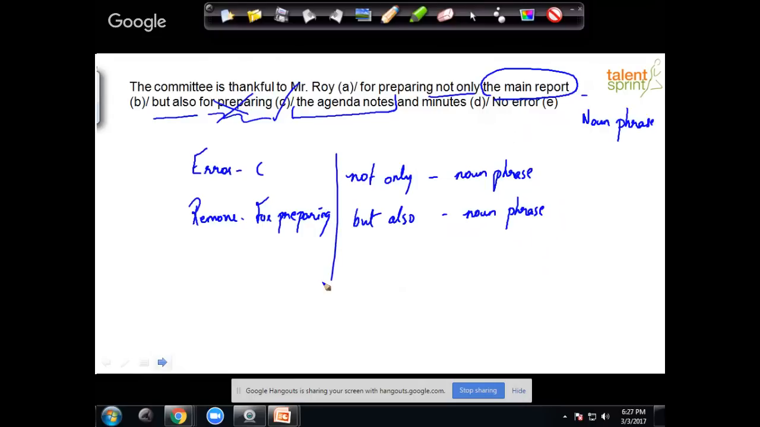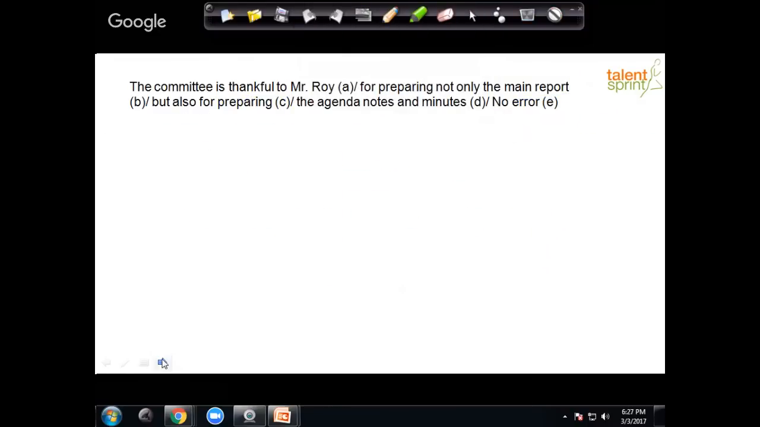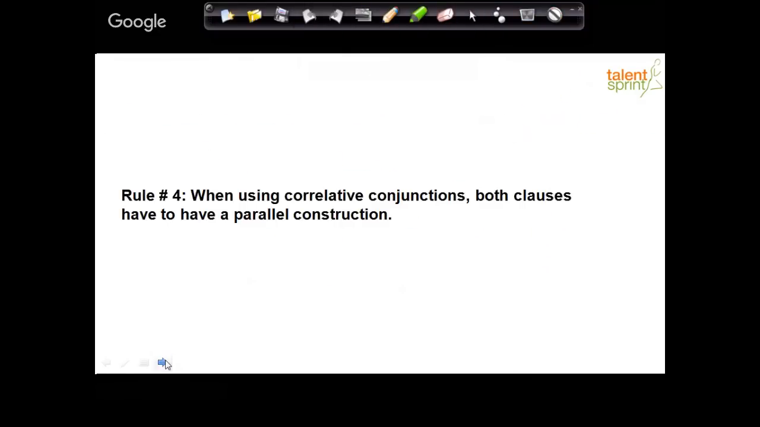Okay, so remember that, right? So that's your rule number 4. When using correlative conjunctions, both clauses, when I say clauses, I'm talking about each sentence, right? Have to have a parallel construction.